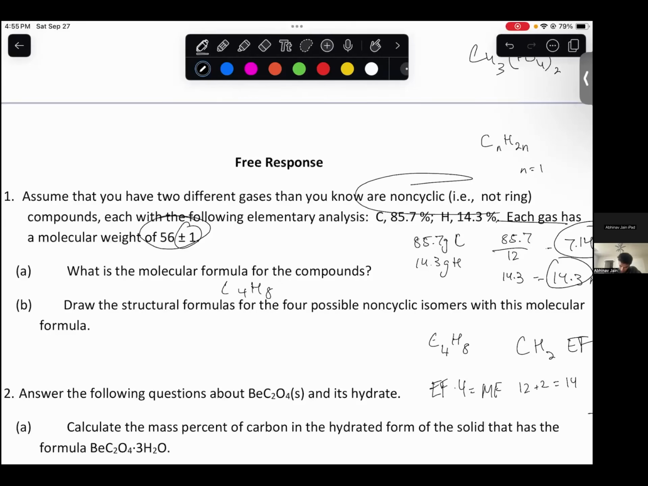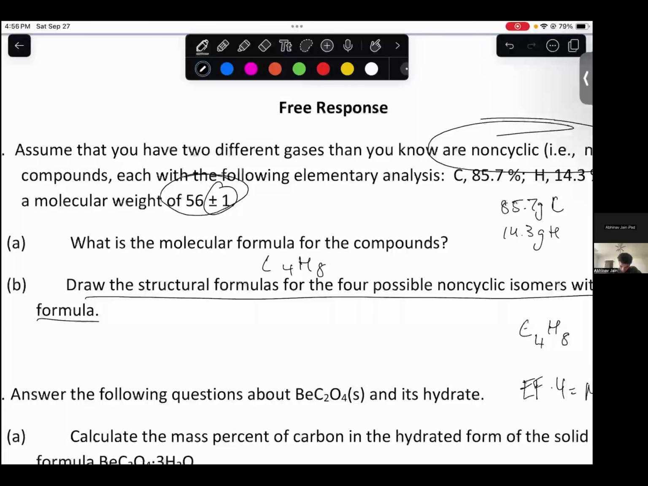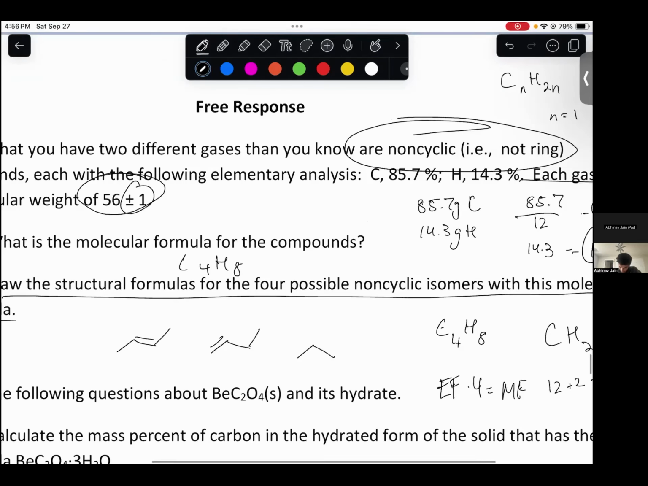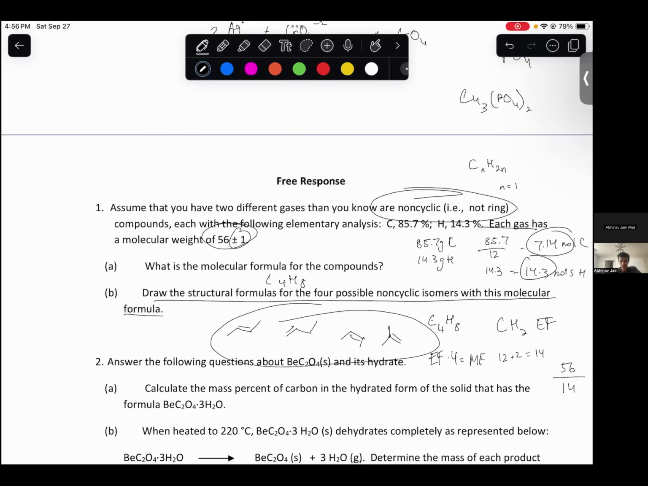It says non-cyclic compound. So when we draw the structural isomers for 4 possible non-cyclic isomers with this molecular formula, it's basically just saying draw the isomers. Just drawing the structural formulas, I'm just going to draw them like this. So we have 2-butene right here. We can have 1-butene like this. We can have cis-butene, and then we can obviously have this compound as well, like the 2-methylpropene. These are the 4 compounds that are possible. It's just like drawing structural isomers. So that's the answer.